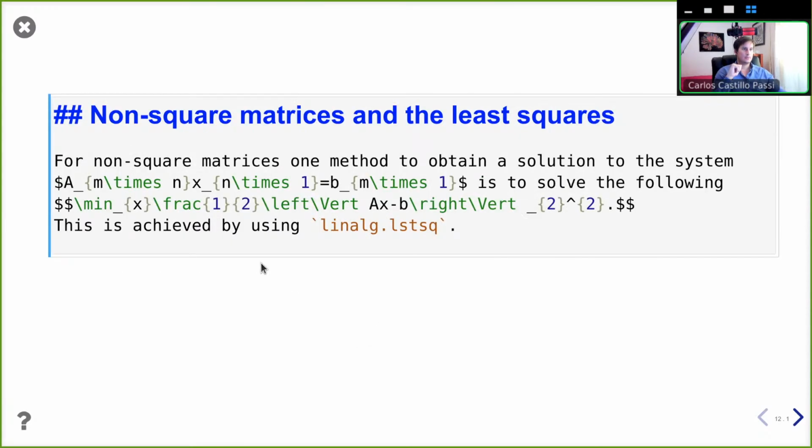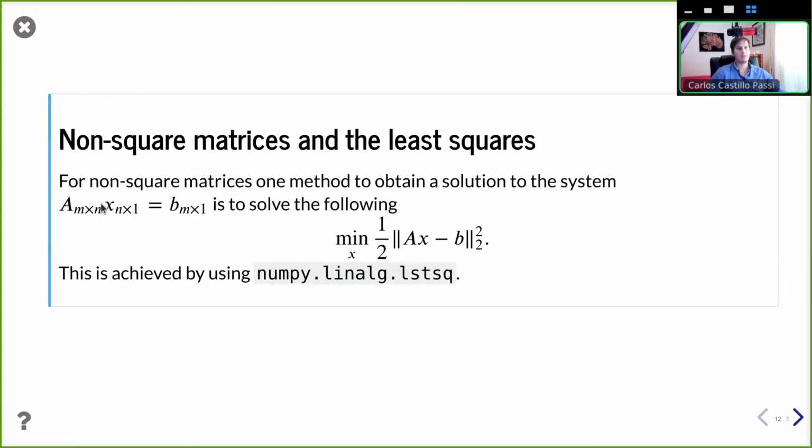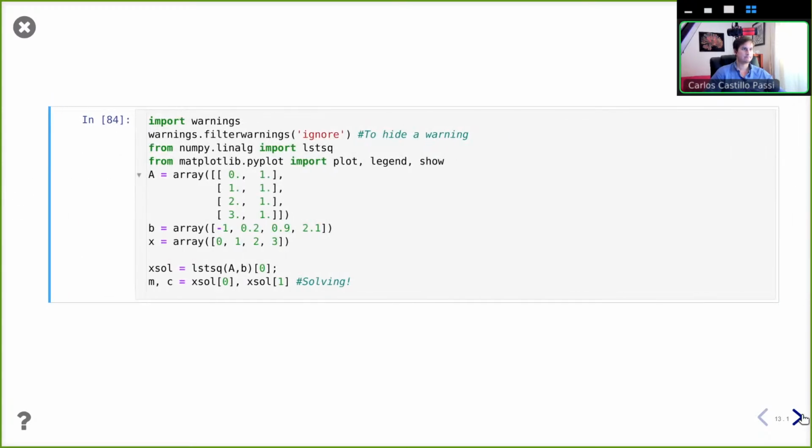When we do not have a full rank matrix, or it is a non-square matrix, you need to solve it this way. And the solution of this problem, I'm not sure if you have seen it in class, is to use the pseudo inverse. But if you don't want to see what that means, you can use the least squares function in Python. For example, I have here a matrix 0, 1, 2, 3, all ones, a vector here, and an x.